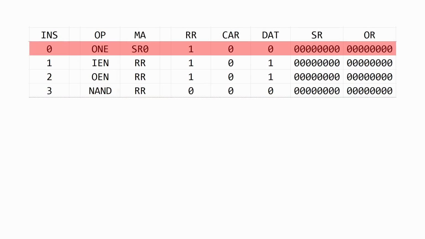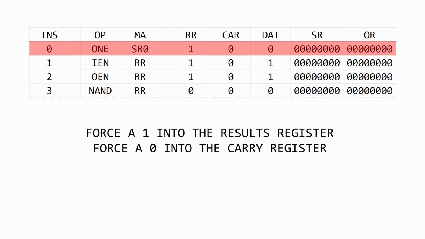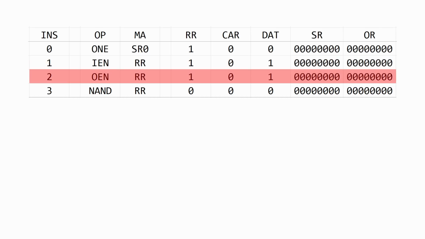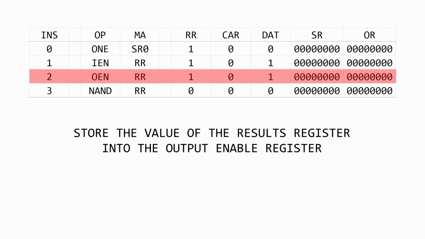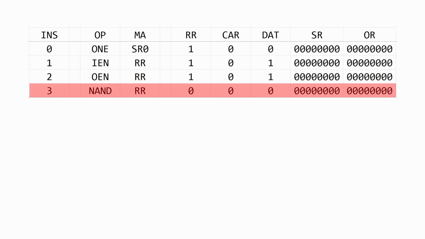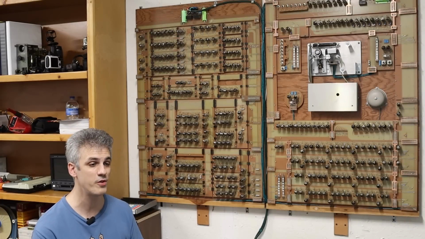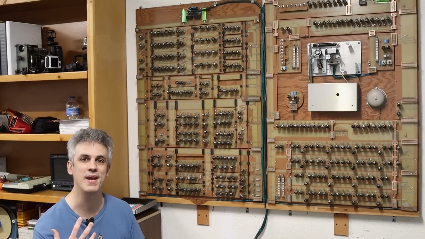The first instruction is 1. It forces a 1 into the result register and a 0 into the carry register. Then we do IEN and OEN using the result register as a loop back, and all 3 of these instructions are executing perfectly. Where we're failing is on the next instruction. This is a NAND that NANDs the result register with itself. So whatever the result register is storing, it should be flipped. If it's storing a 1, it should become a 0.